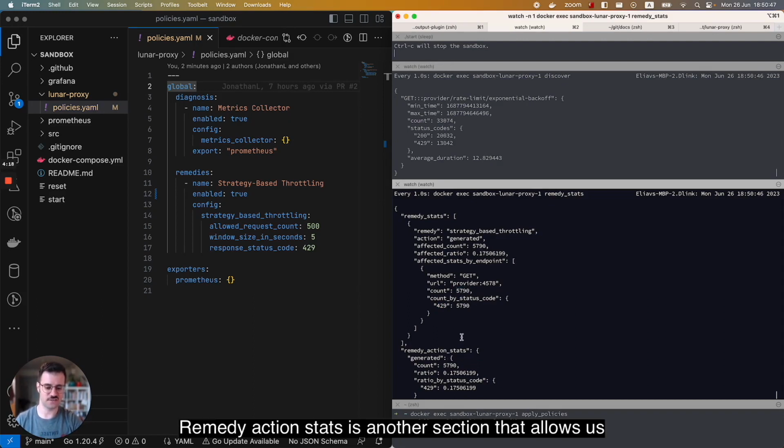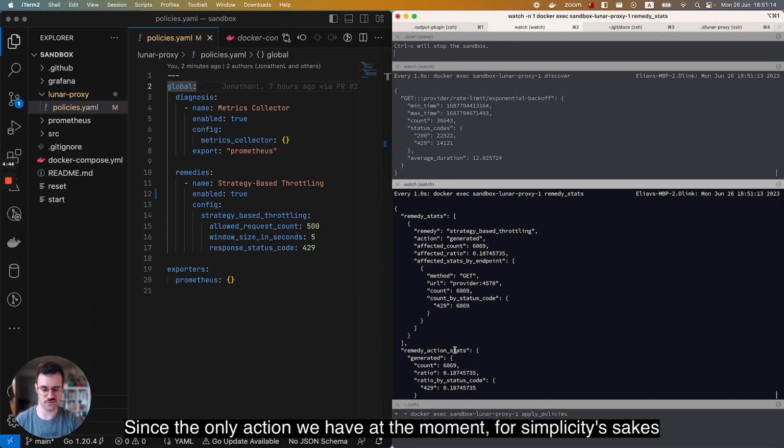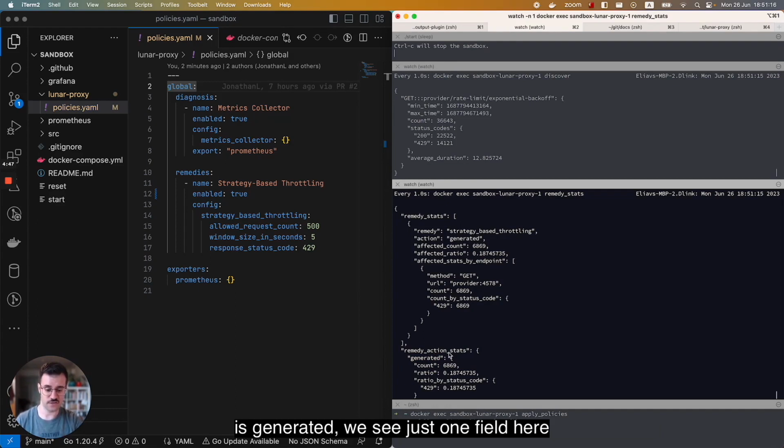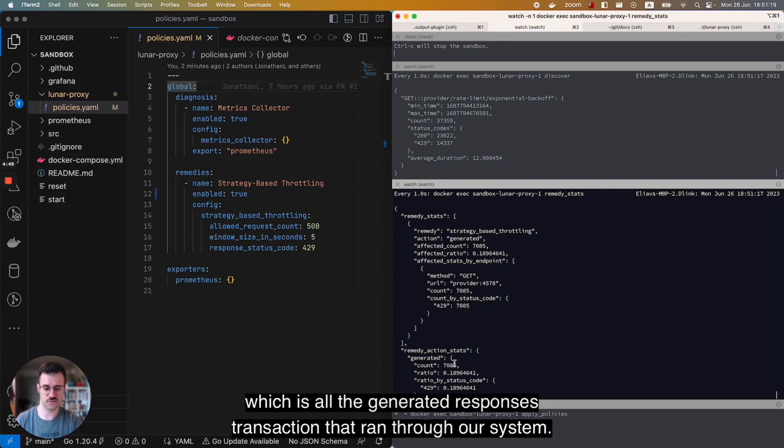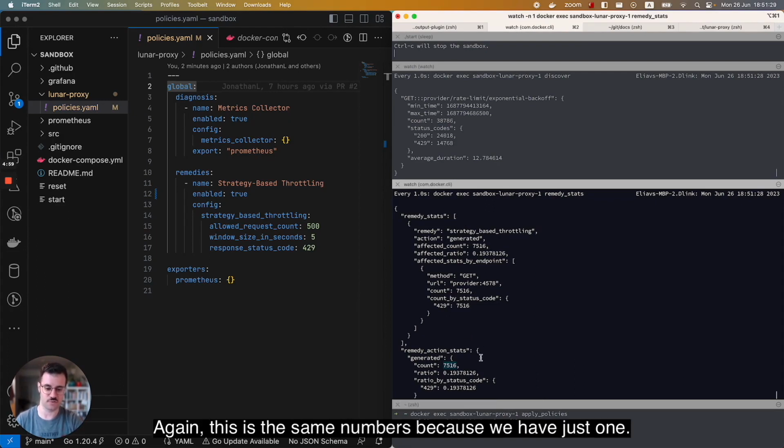Remedy stats action is another section that gives us a bit of a bird's eye view on all the generated or all the modified, etc., statistics that our system generated. So instead of focusing on a specific remedy, this section is focused on specific actions. Since the only action we have at the moment, for simplicity's sake, is generated, we see just one field here, which is all the generated responses transactions that ran through our system. Again, these are the same numbers because we have just one.